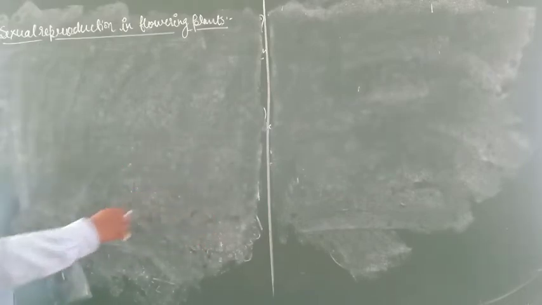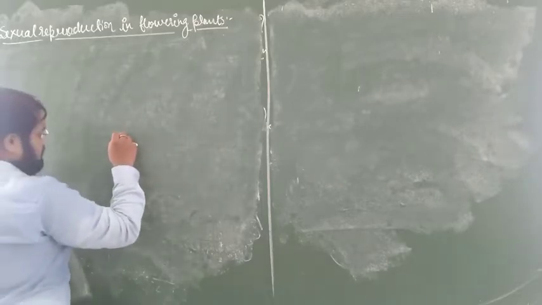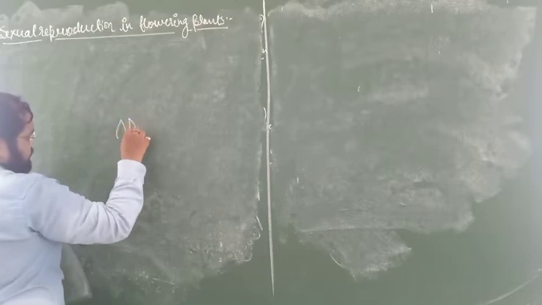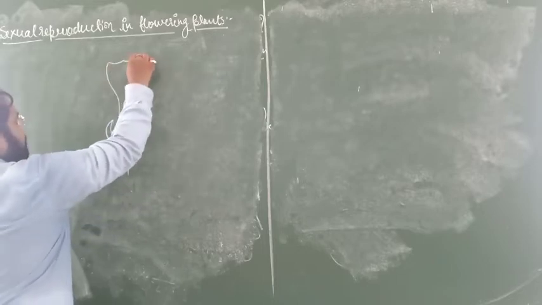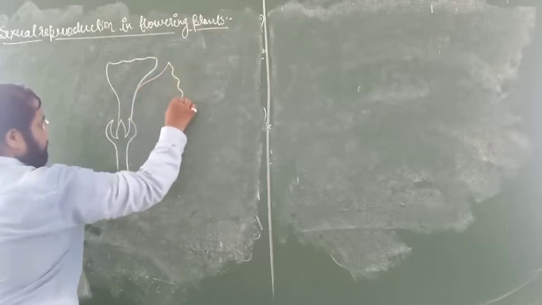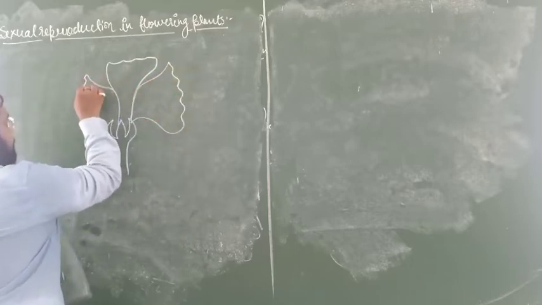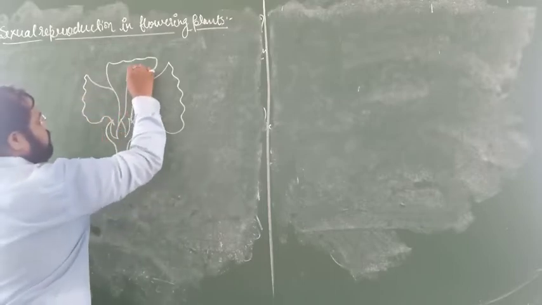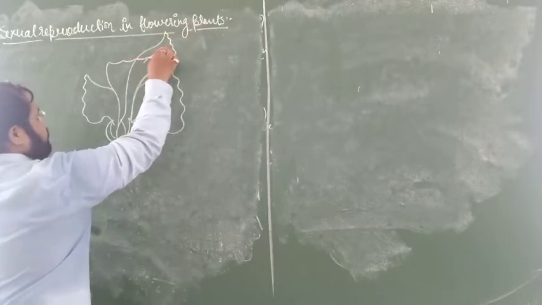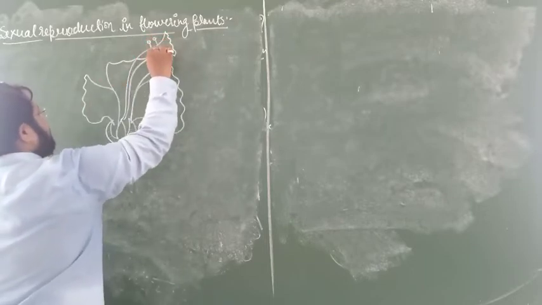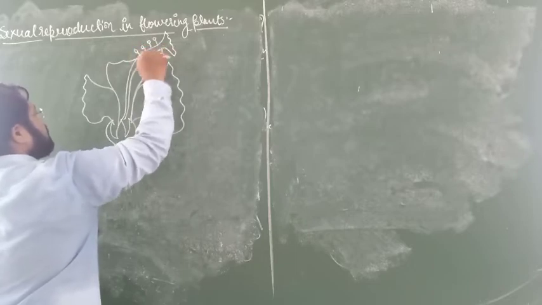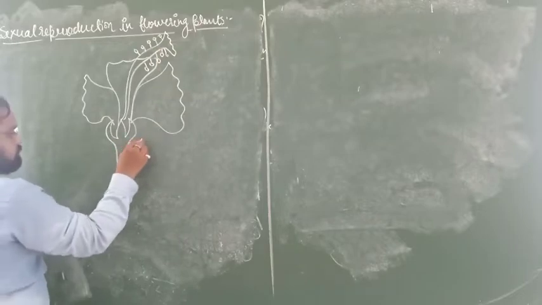I'm going to draw a diagram of a typical flower. Suppose this is the diagram of a typical flower, that is China rose, but any flower you can take. This is the diagram of China rose, that is the basic symbol.